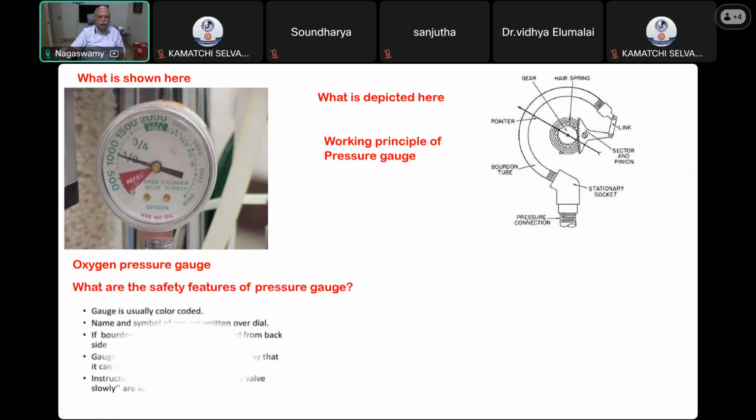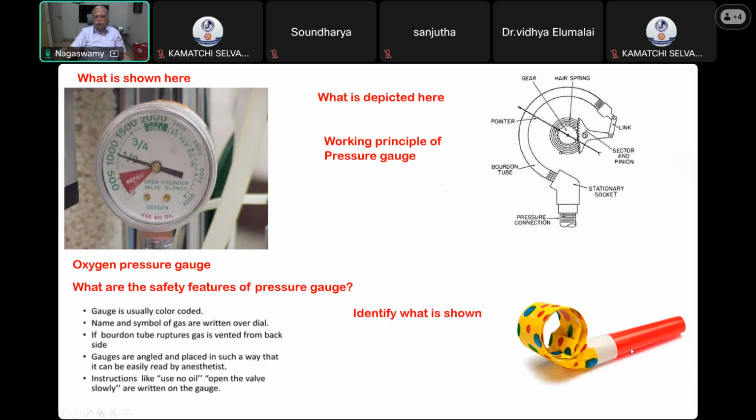So the safety features are: gauge is color coded, name and symbol of the gas written over the dial, Bourdon tube ruptures, it is vented from backside, gauges are angled and placed in such a way that it can be easily read, and instructions like use no oil and open valve slowly are written on the gauge. These are all the things which you are supposed to say if they are present in that machine.